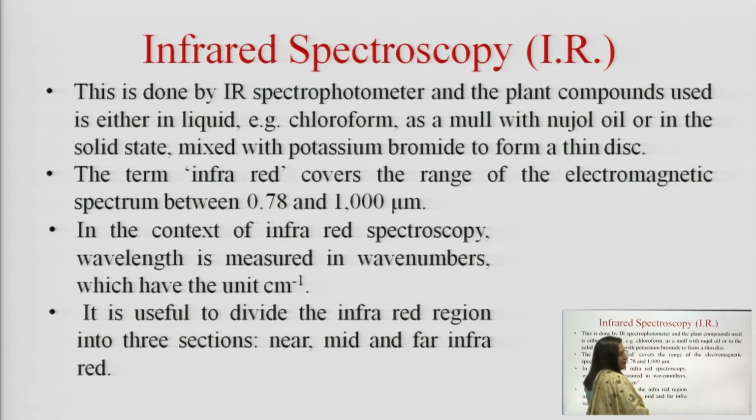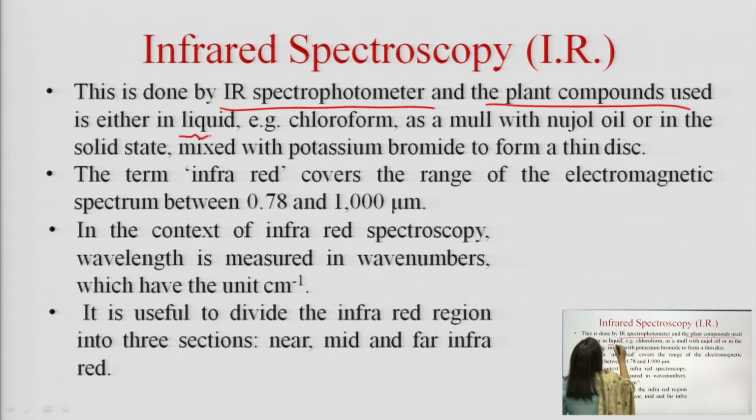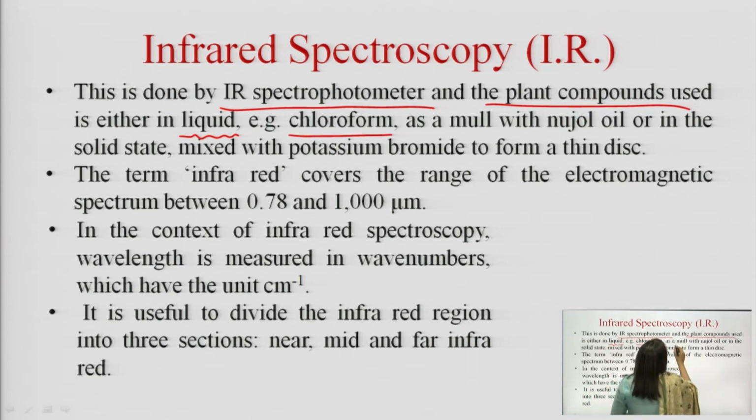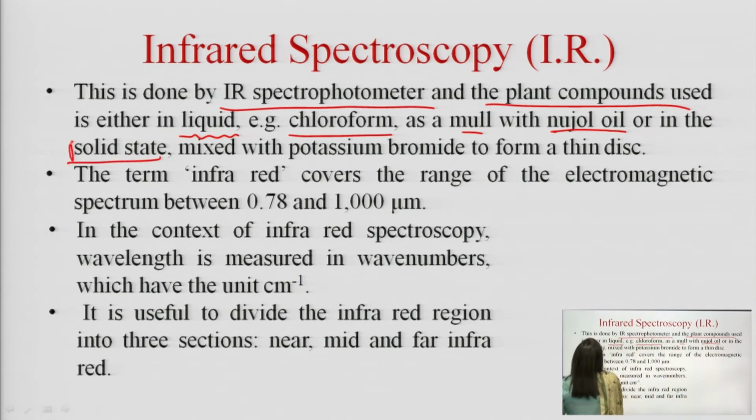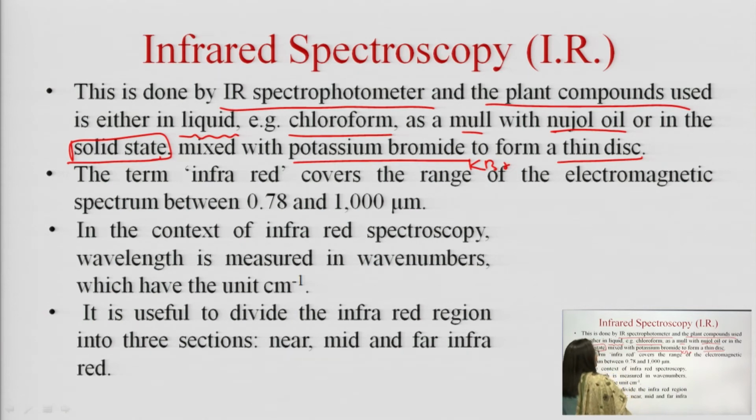Next is infrared radiation or infrared spectroscopy. This is done by IR spectrophotometer, and again the plant compound used is either in liquid form, for example chloroform, as a mull or eugenol oil, or in the solid state mixed with potassium bromide or KBr to form a thin disc, and then this is kept in the spectrophotometer and the study is conducted.